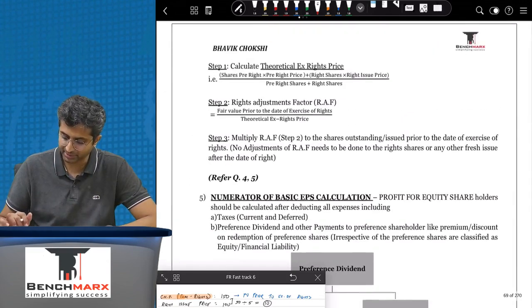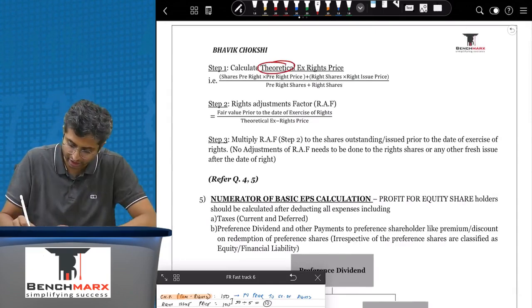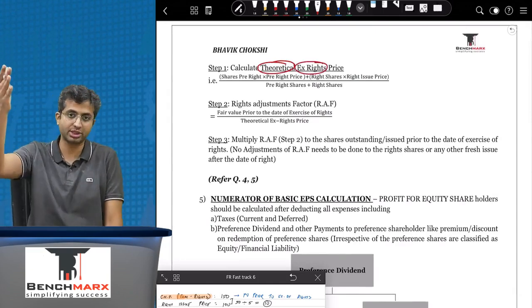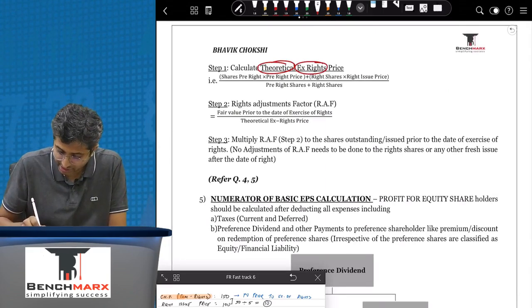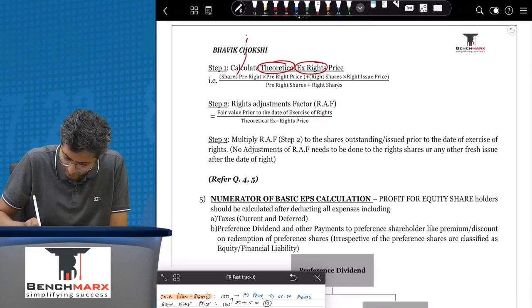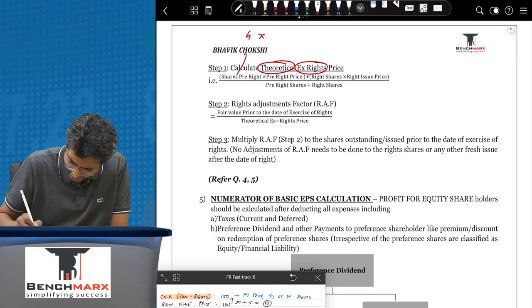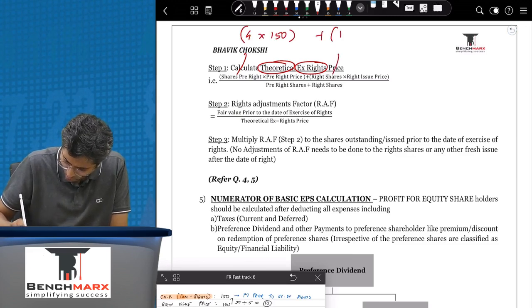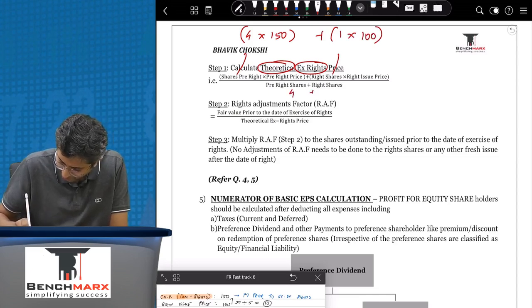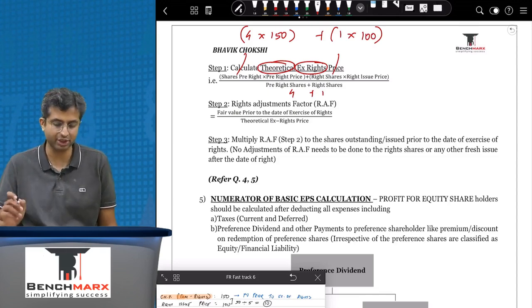Okay, therefore the following steps need to be followed. Calculate the theoretical price, you will not look at the actual price. Theoretically, had there been no other changes, then what should have been the value? X rights price is the shares pre-rights into the pre-rights price. In our example, these were 4 shares. We can take pre-rights for acquiring every 1 right share, 4 shares. The pre-rights price is 150 plus the right shares, that is 1 share, at the rights issue price, that is 100, upon the pre-right shares, that is 4, plus the right share, which is 1. You can also do this on a totality basis. Basically, this is the weighted average price.